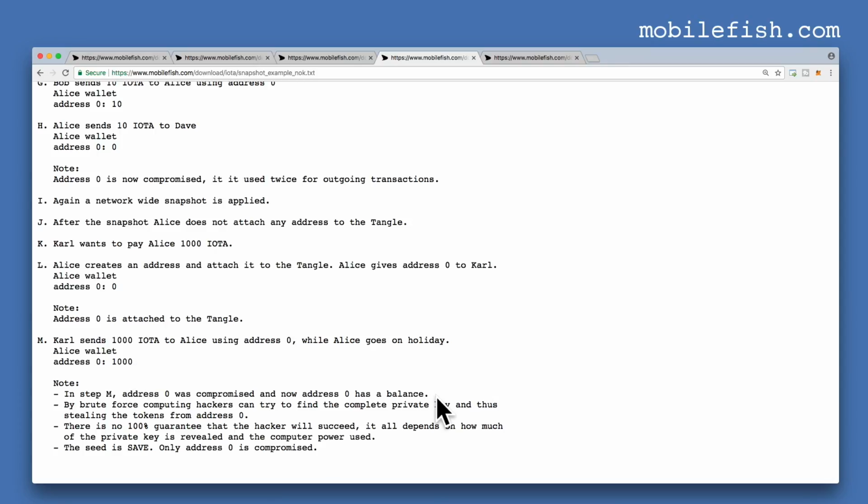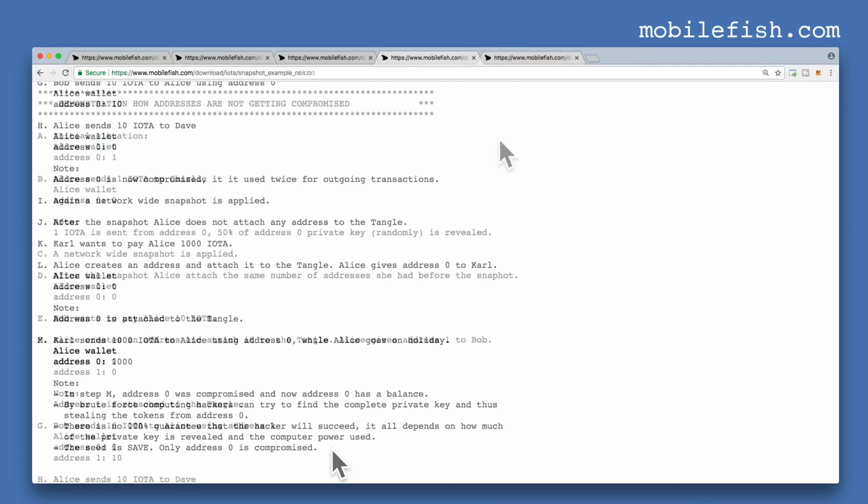As you can see, address 0 has now 1000 IOTAs. In step M, address 0 was compromised and now address 0 has a balance. By brute force computing, hackers can try to find the complete private key and thus steal the tokens from address 0. There is no 100% guarantee that the hacker will succeed. It all depends on how much of the private key is revealed and the computer power used. The seed is safe, only address 0 is compromised.